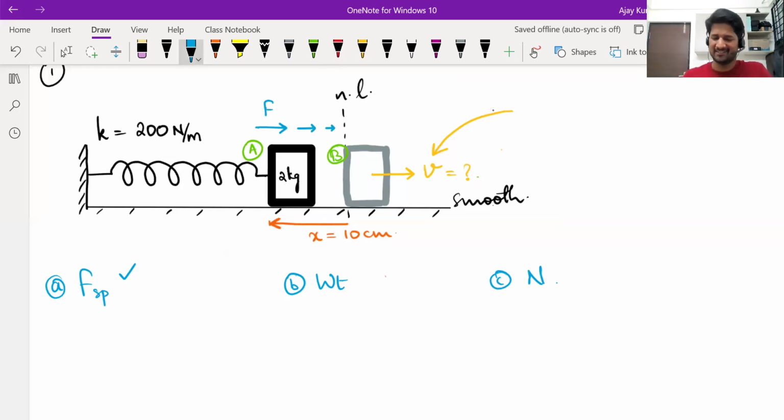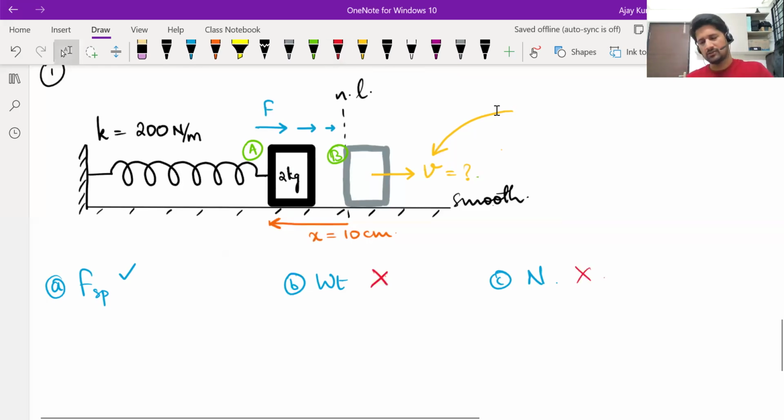See, you can just say force and displacement are perpendicular. Weight acts this way, displacement is this way. Force is perpendicular to displacement, so the work done is 0. What about work done by normal? Why is that 0? Same reason. So these forces are acting on the block, but they are not doing any work. Spring force is the only force doing work.